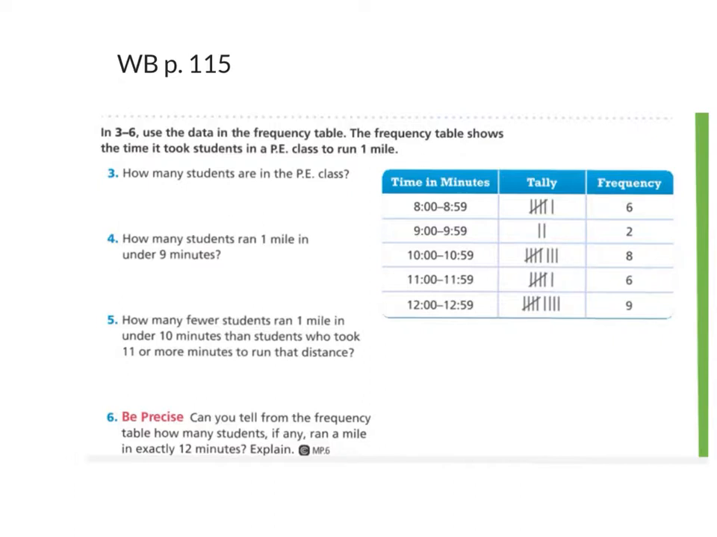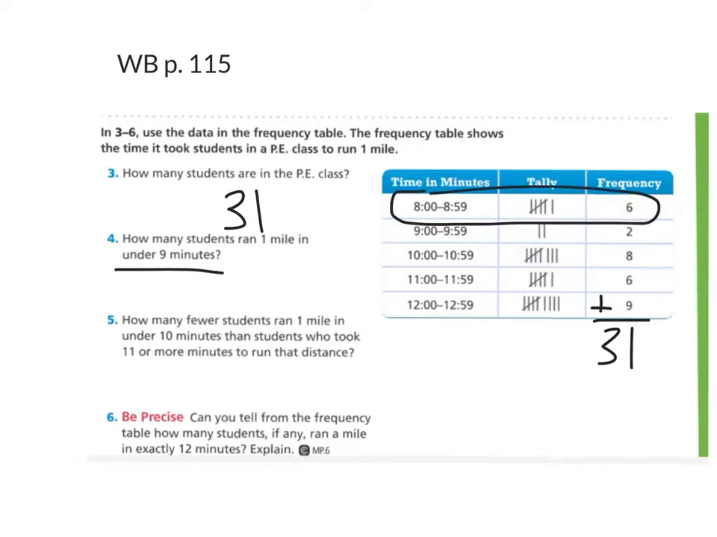In order to figure out how many students are in the PE class, we would just add our frequencies together. If you add those together, it ends up being 31. So 31 students in the PE class. Number 4, how many students ran 1 mile in under 9 minutes? In this case, there's only one group that is under 9 minutes. So that would just be the 6 people there.